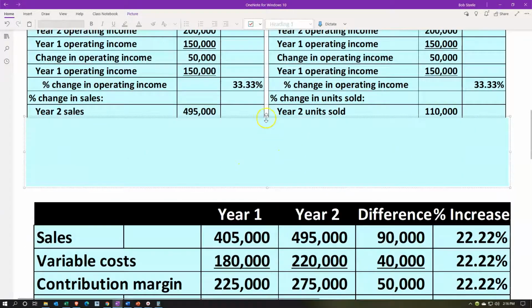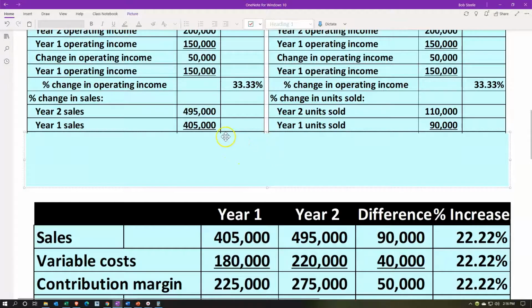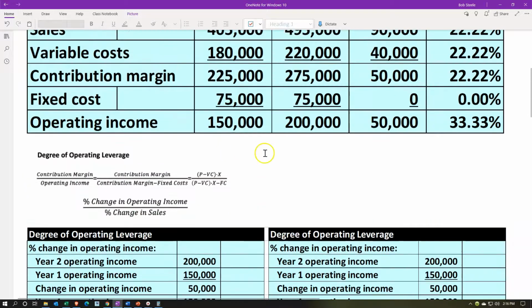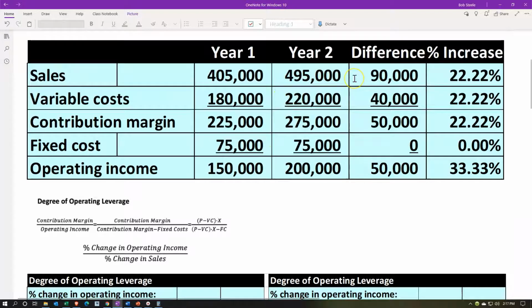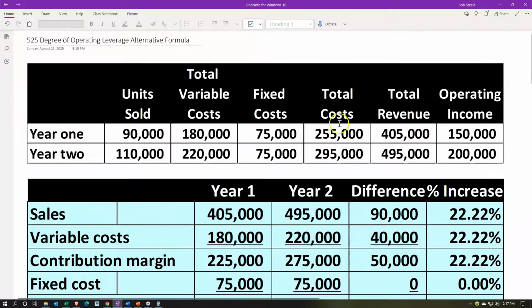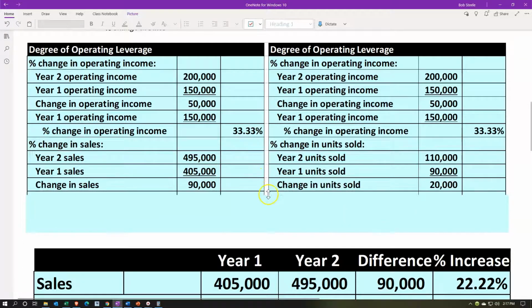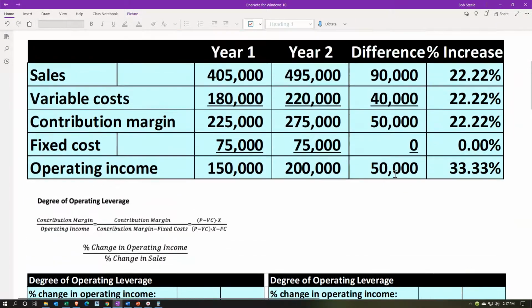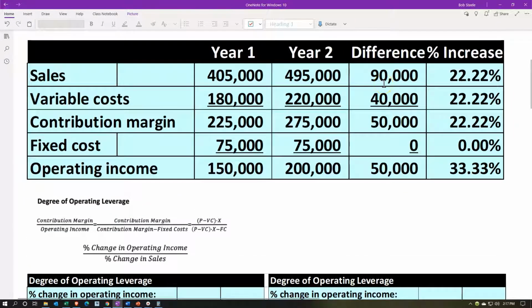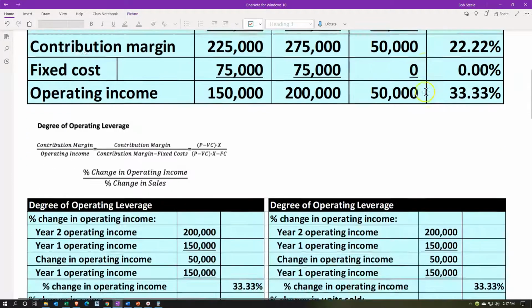And then if we compare that to year 1 sales, the 405, then we're going to get the difference of 90,000. If we take the units, it would be 90,000 units that we sold. Then that's going to give us our change of 90,000 or 20,000. Obviously, the 90,000, same thing we got here. Then we're going to take that 90,000 divided by year 1, which will give us the 22.22.